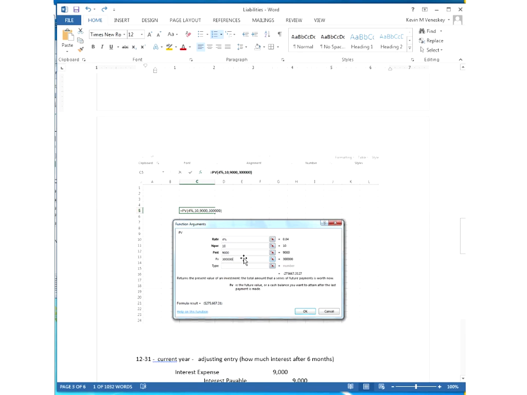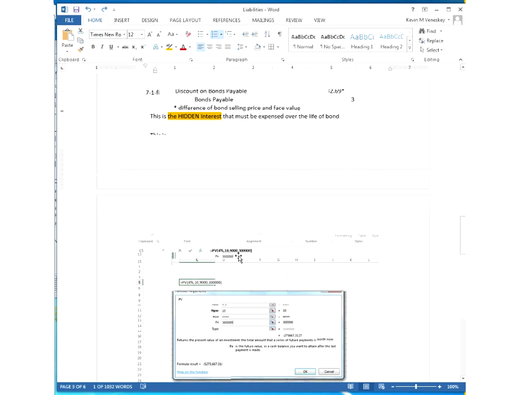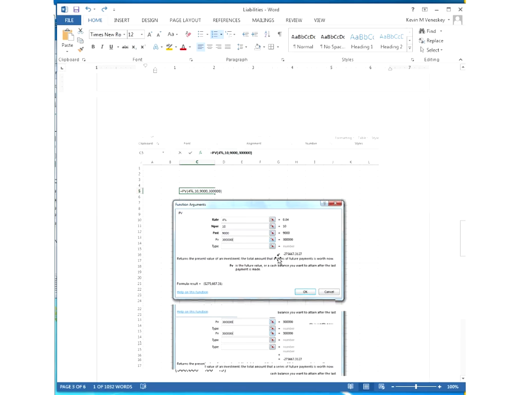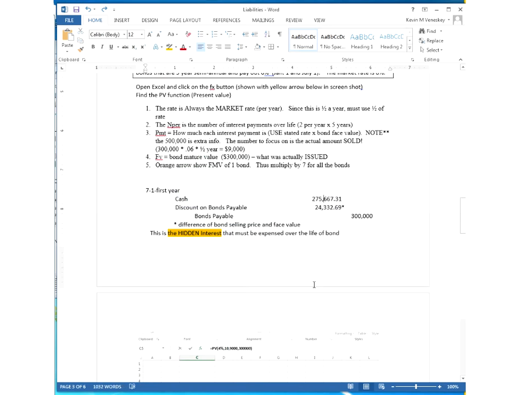And then the future value, the FV there, that's how much you are going to pay back total on your bonds at the end of your time, in this case 5 years. And I'm going to pay them $3 million. So after I've done this calculation, you can see this little number down here. It's $275,667.31. That's how much my investors are willing to pay for my bond.